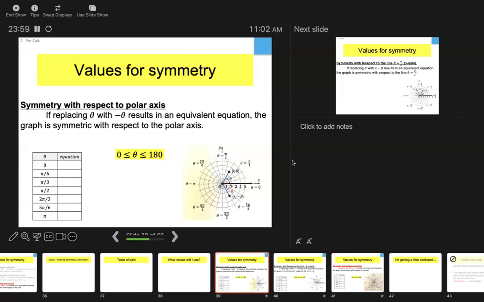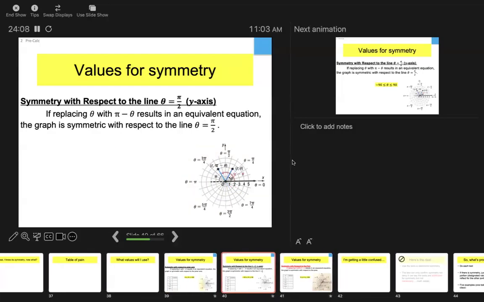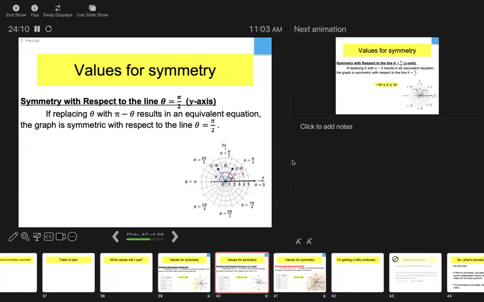Don't panic yet. All right. How many of these tables are we going to have? There are 3 symmetries. We're going to have 3 of these. All right. Ready to go on? All right. So this is going to be our y-axis, except it's not called y-axis. It's called pi over 2 symmetry. So this is our pi over 2.